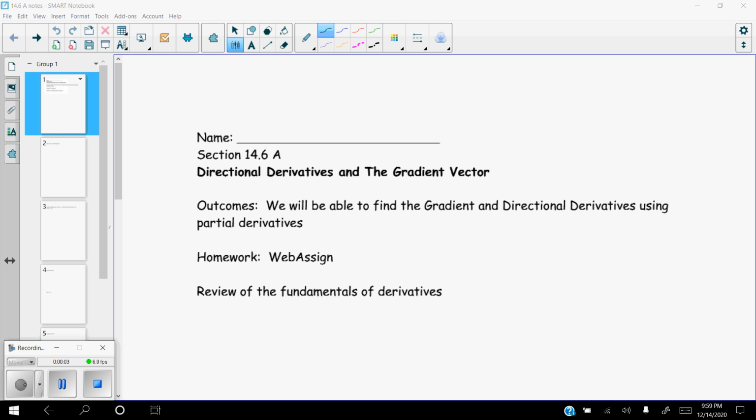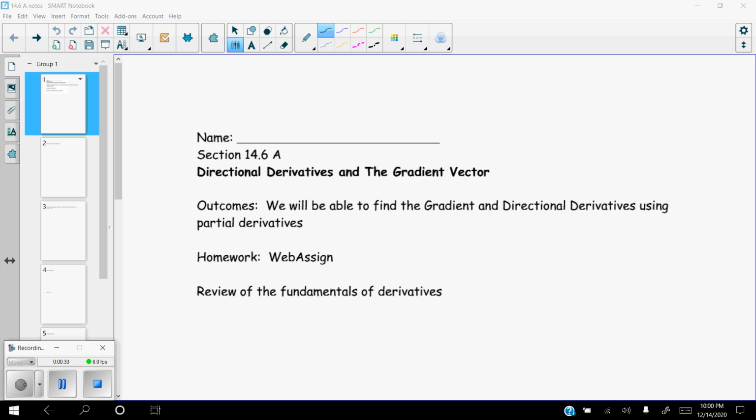All right, so this is section 14.6. We're going to split this one into 2 days. So this is 14.6a. In both of them, we're going to be talking about what are called the directional derivatives and the gradient vector. In part A, most of the first video, actually probably the whole first video, is really going to be developing the idea of the gradient vector and directional derivatives. And the second video is really just going to be doing some problems.